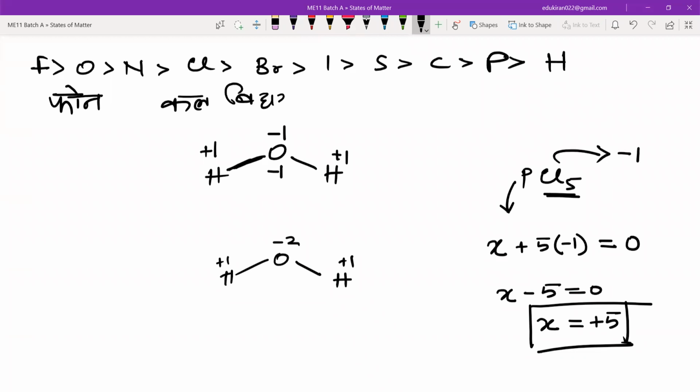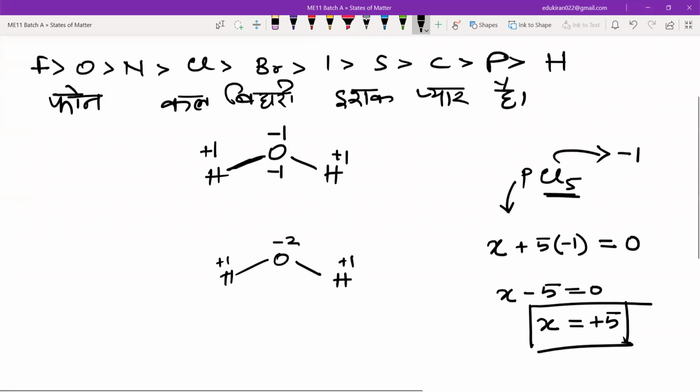कल बिहारी. आप कहाँ से हैं वैसे? Sir, Noida. अरे नोएडा में तो हैं आप, लेकिन नोएडा के तो नहीं होंगे, कहीं और के होंगे ना आप. गांव कहाँ है आपका? Agra. आगरा. अच्छा. फोन कल बिहारी इश्क प्यार है ना.